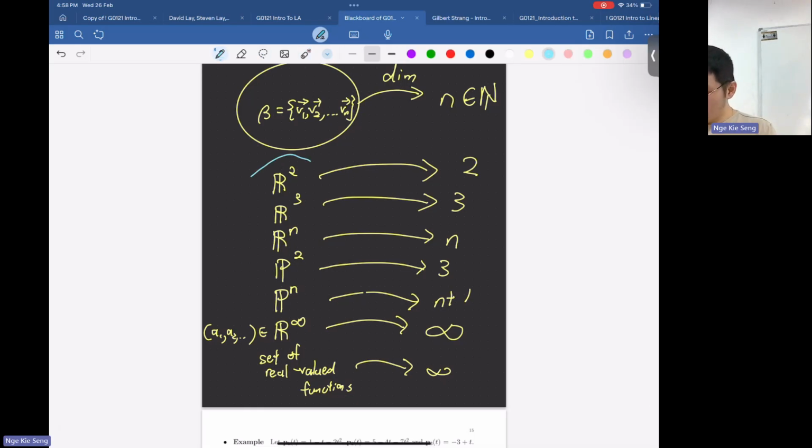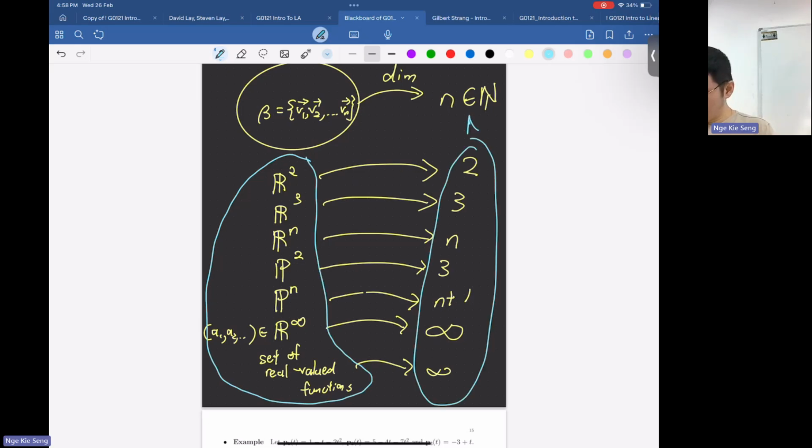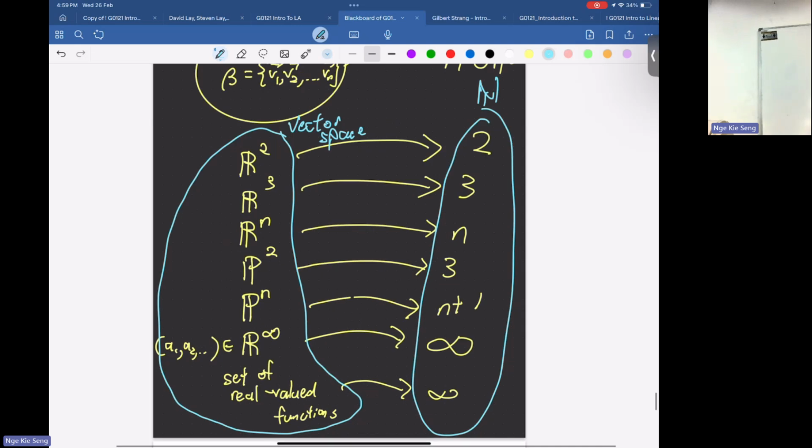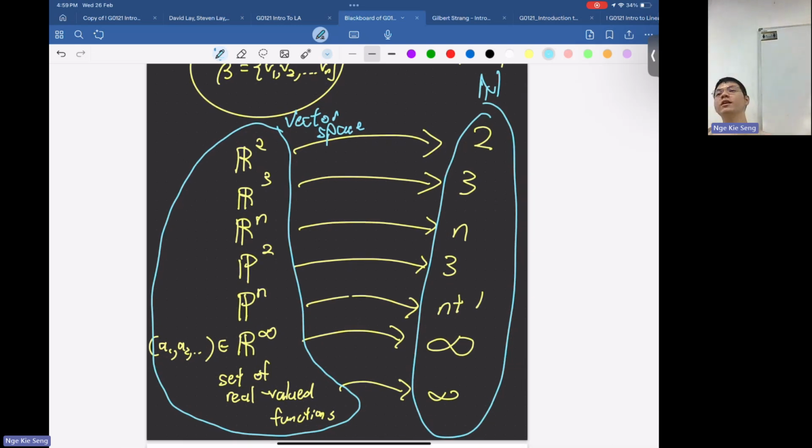In one world, we have this vector space. In the other world, we have natural numbers. Which one is more natural? What do you think? Which one comes to you first? Left hand side or right hand side? You think this is more natural?